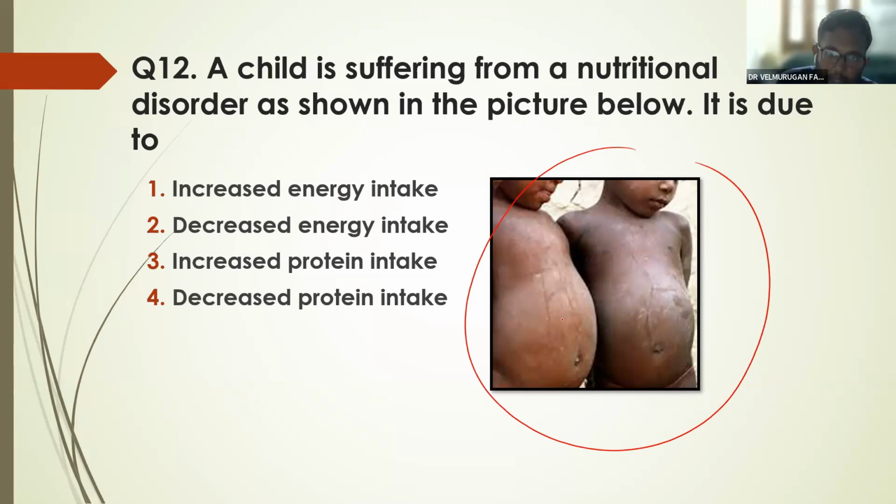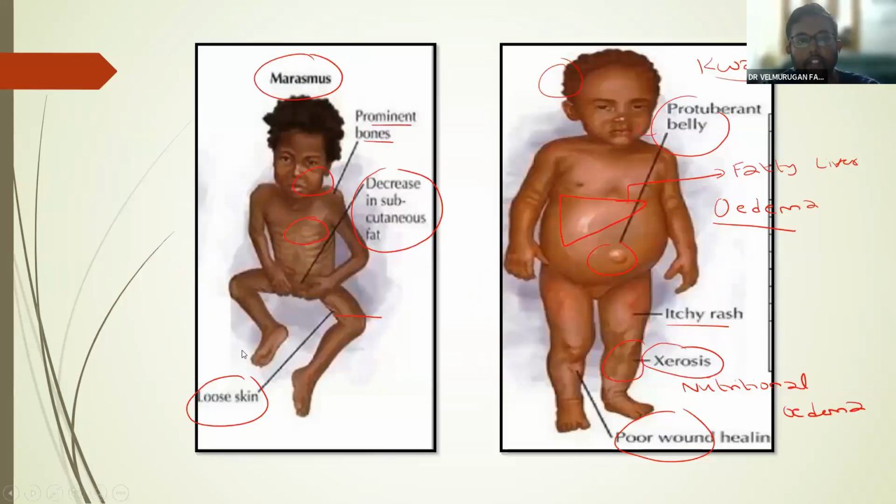You can see big belly. So there is an edema. What is happening? Edema, and you can see the skin, you can see the prominent veins because of the edema, abdominal distension. It is definitely kwashiorkor. Good guys, good. So it is definitely what? It is definitely kwashiorkor.